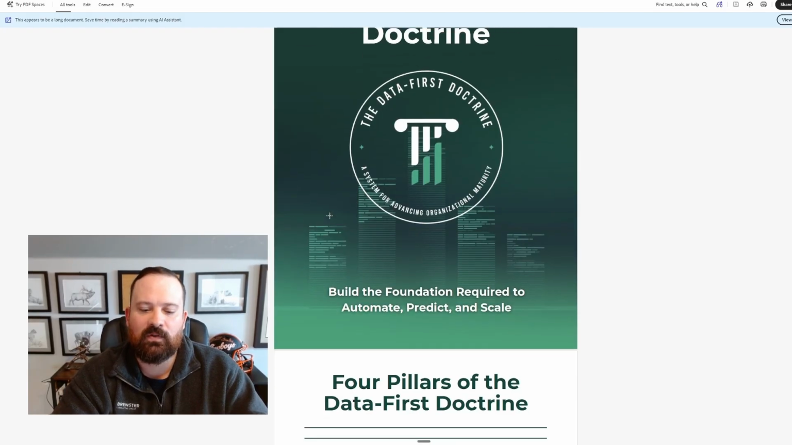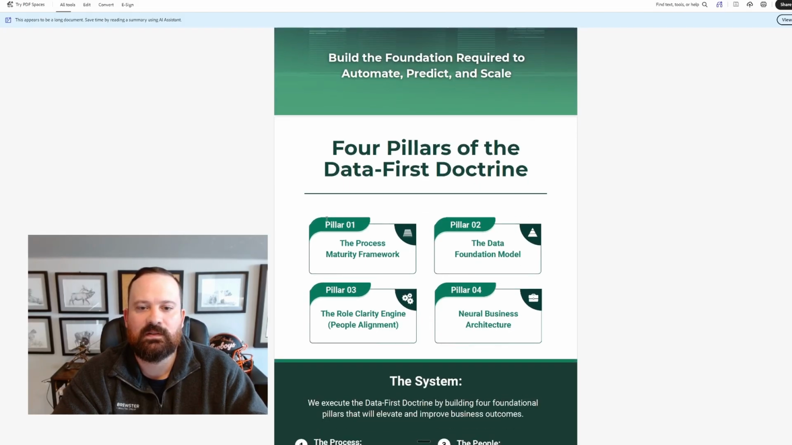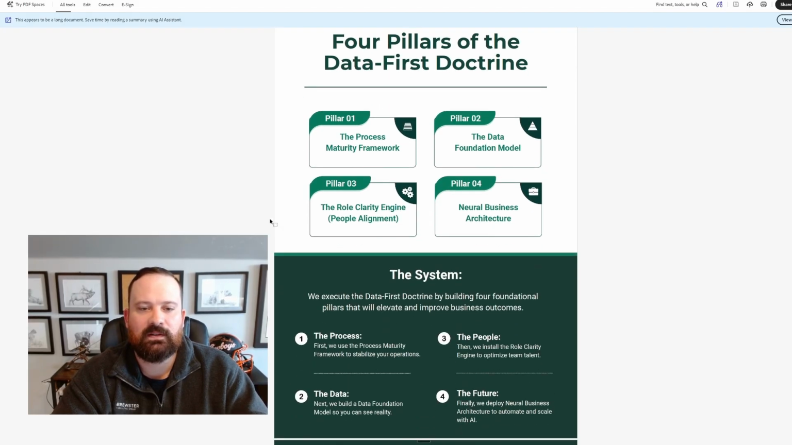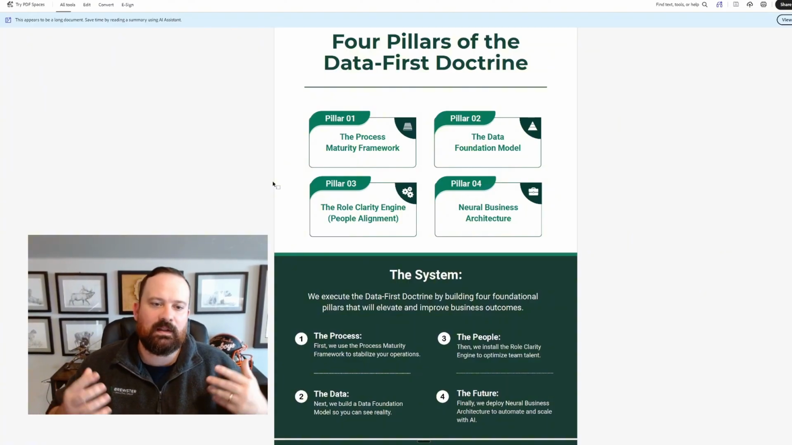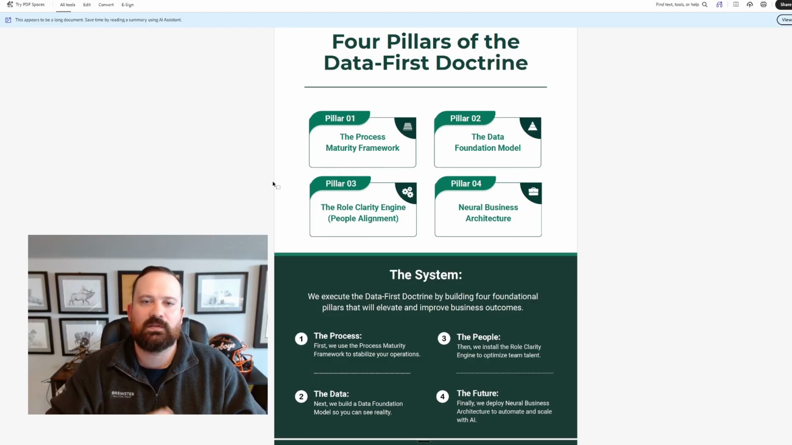Now, for those of you who have paid attention to what we do as an organization, you will notice that the first pillar of the Data First Doctrine is something that we talk about a lot, and that is our process maturity framework. But it's combined with three additional pillars. So there are four core pillars of the Data First Doctrine. First, pillar one is our process maturity framework. Pillar two is what we call the data foundation model. Pillar three is the role clarity engine. So this pillar is designed for people alignment, the alignment of talent and skills inside of your organization. And then pillar four is neural business architecture, right?